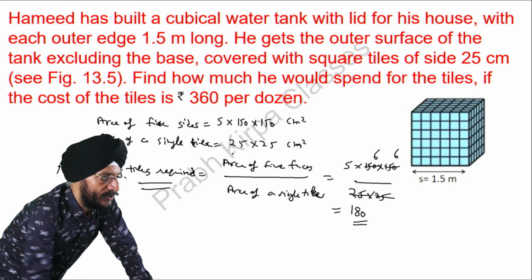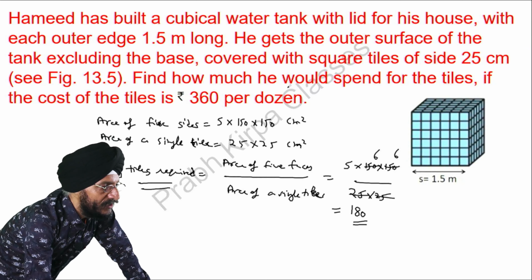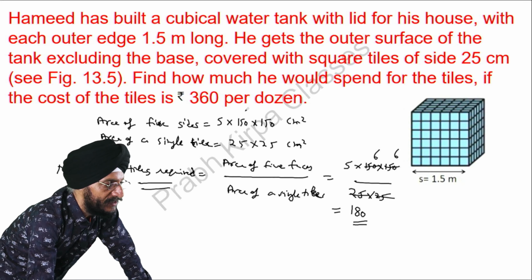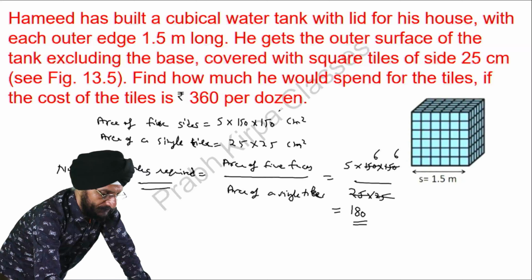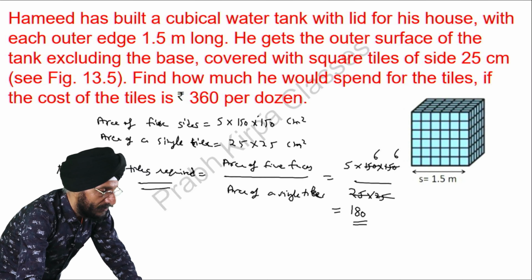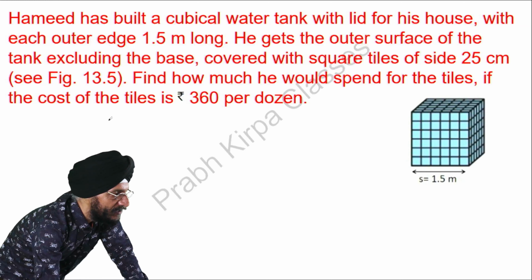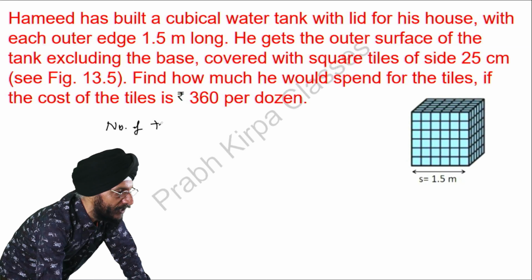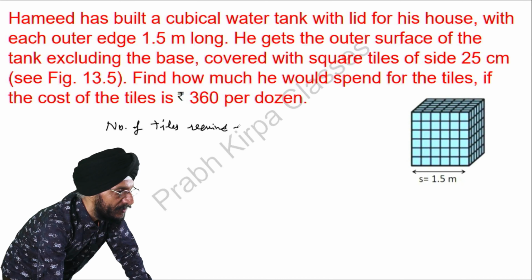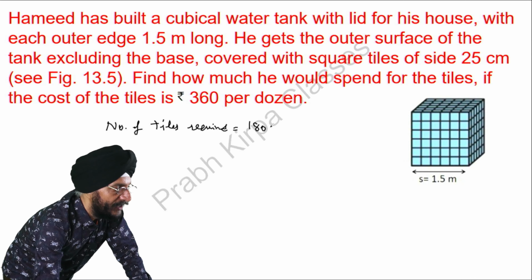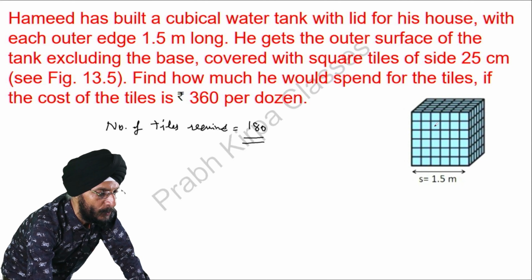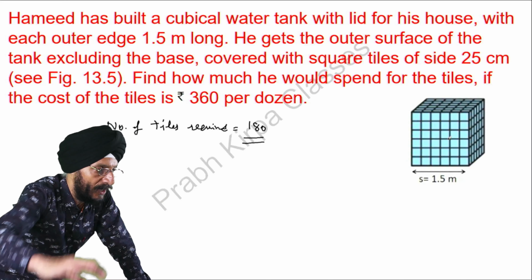Now what is the next question? How much would Hamid spend for the tiles if the cost of the tiles is 360 per dozen? Now we will calculate it on the next page. The number of tiles required, which we have calculated, are 180. These 180 tiles will be required to be put up on all the faces.